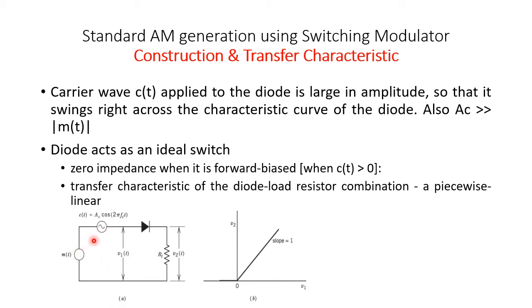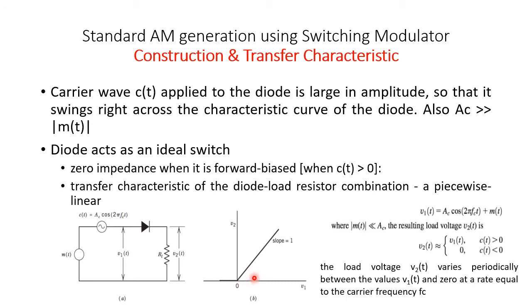You should keep in mind that the amplitude of M of t should be much less compared to C of t, so that the switching on and off of this diode is decided by C of t, whether it is greater than 0 or less than 0, right? But in practice, this will be slightly shifted to 0.7, because for the diode to turn on, we should provide a minimum cut-in voltage. Okay, fine, we'll just try to mathematically represent it.